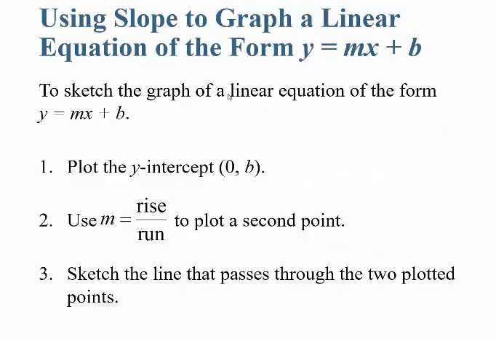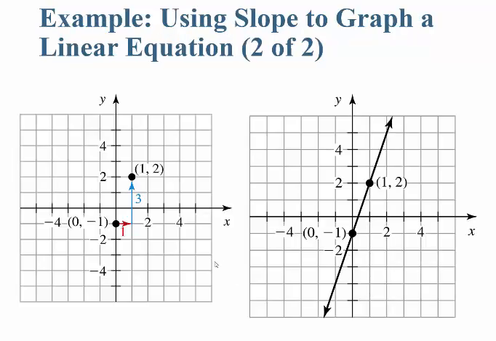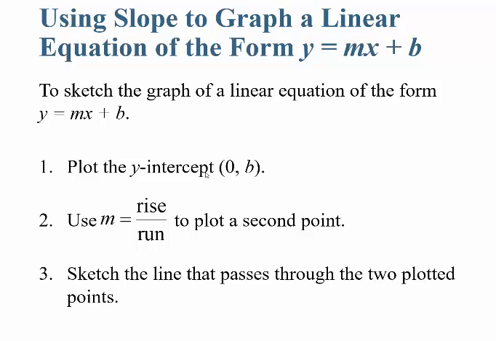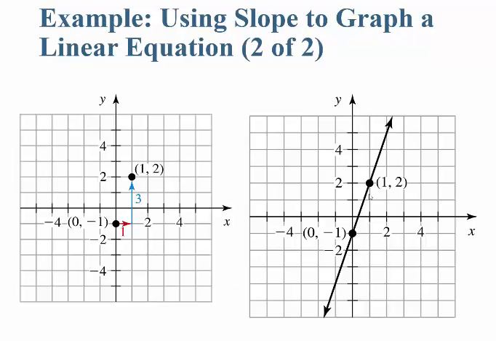Okay, so just to go over what we did here. To sketch the graph of a linear equation of this form, y is equal to mx plus b, you plot the y-intercept, whatever 0, comma, b is here. Then you use rise over run to plot the second point. Like in the previous example, it was 3 divided by 1. So I went over 1, up 3 to get to the next point. So run 1, up 3. Once you have that second point, sketch the line that passes through those 2 plotted points, just like I did here, just straight like that.